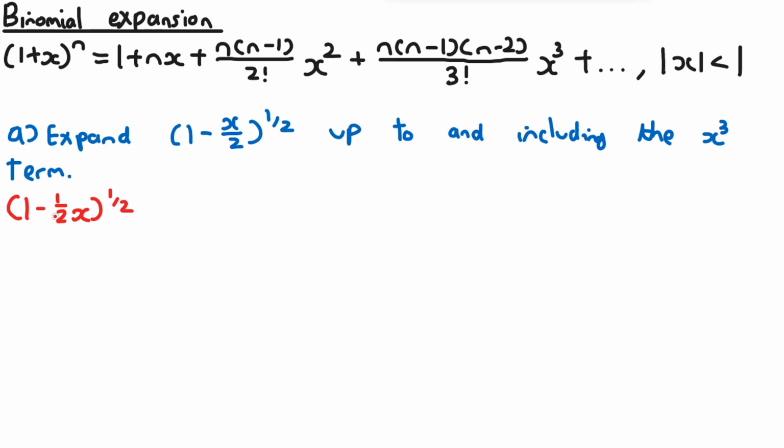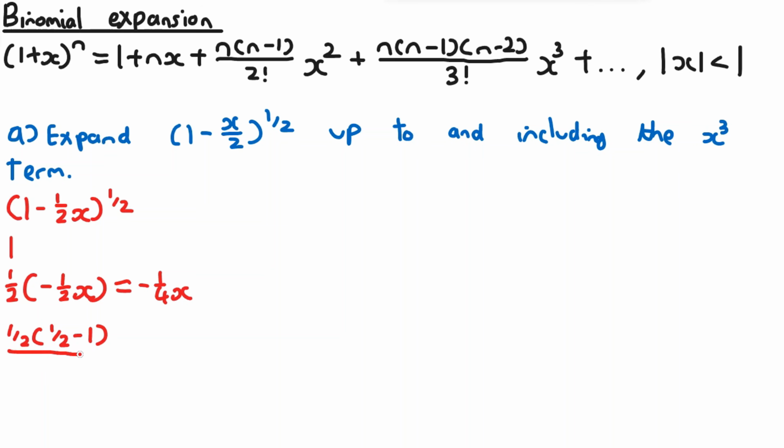So therefore, we're going to sub all the values in, with minus a half x as the value of x. We're going up to x to the power of 3. The first term is just 1. The second term is nx, so it's going to be a half, and then x, which is minus a half x. Please remember to include the minus in this, which is equal to minus a quarter x.